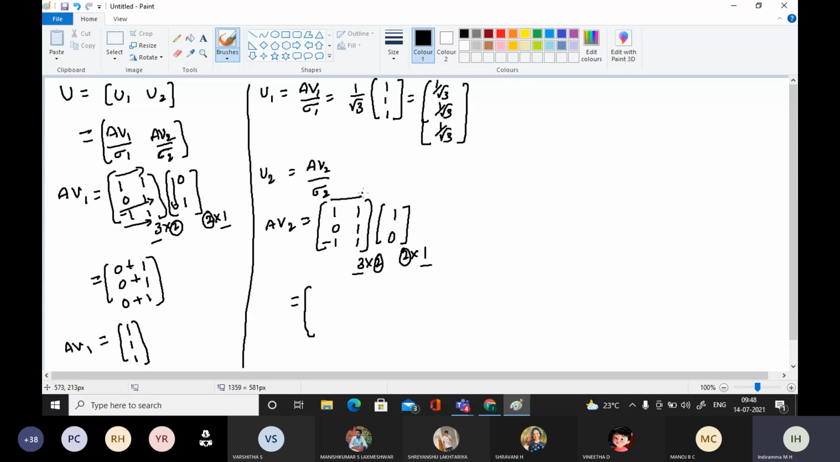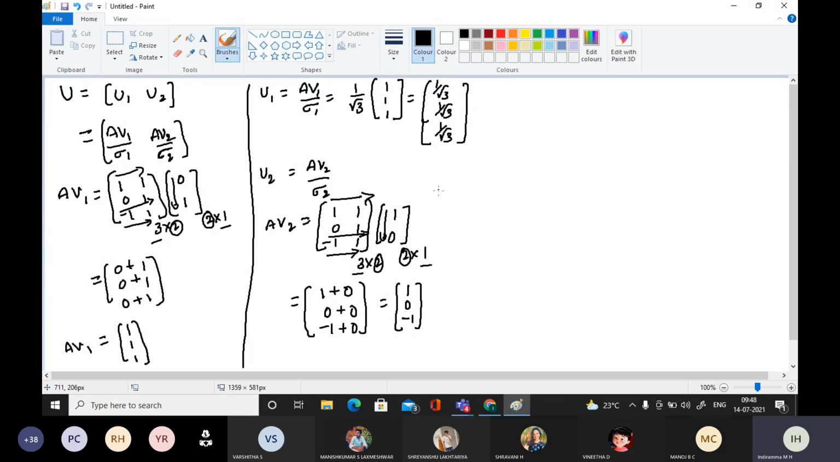First row, first column: 1 into 1 is 1, plus 1 into 0 is 0. Next, second row, first column: 0 into 1 is 0, plus 1 into 0 is 0. Next, third row, first column: minus 1 into 1 is minus 1, plus 1 into 0 is 0. So that is 1, 0, minus 1. Is it correct?